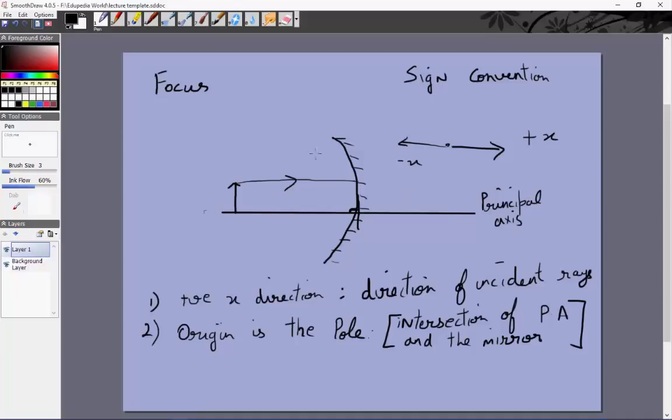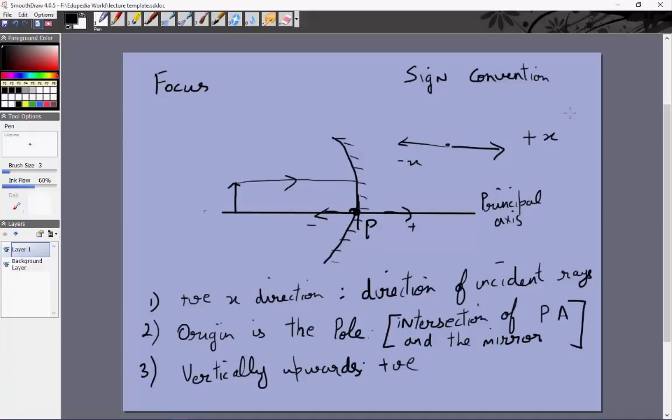So this is the principal axis, this is the mirror. What is the point of intersection? This is called P, the pole. So this is the origin, this is the positive x direction, this is the negative x direction. The third convention: vertically upwards is positive and vertically downwards is negative.